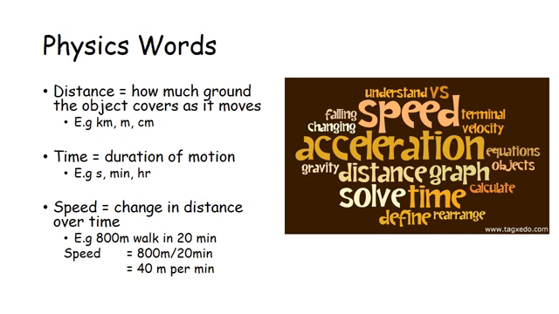So for speed, you could have something like a person walking 800 meters in a 20-minute period. To calculate their speed, you would take the distance covered, which is 800 meters, and divide it by the time it took to cover that distance, which in this case is 20 minutes. Now the important thing here is watch your units. For the units for speed, use the units that you use to do the calculation. So if your distance is in meters and your time is in minutes, then your speed is going to be in meters per minute. In this case, it happens to be 40 meters per minute.